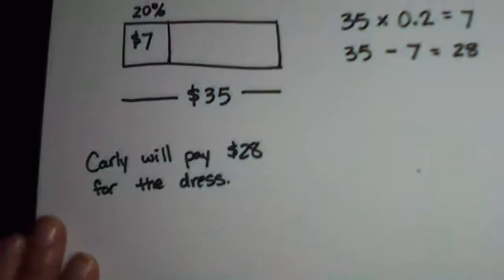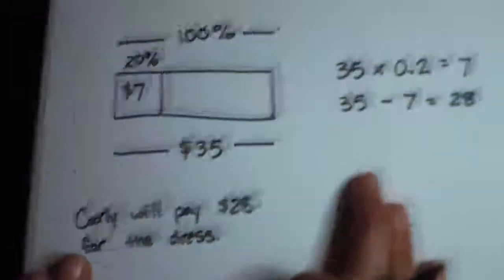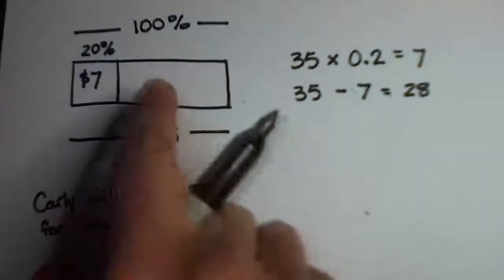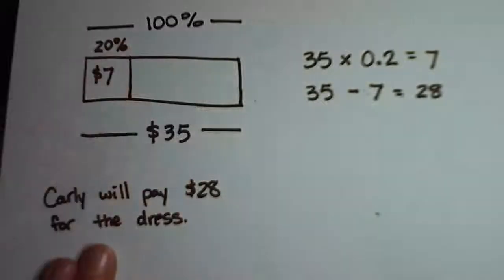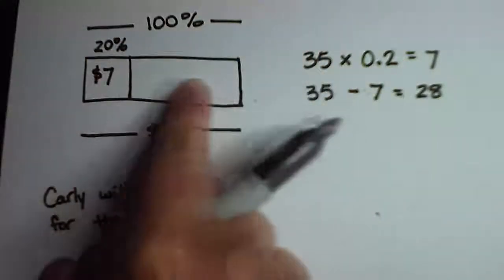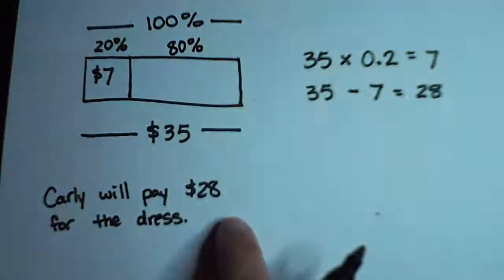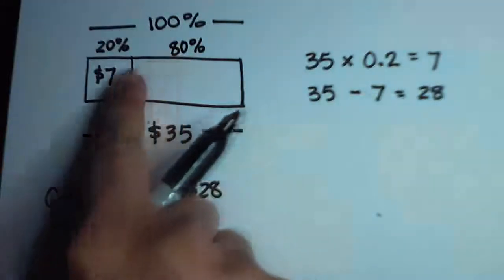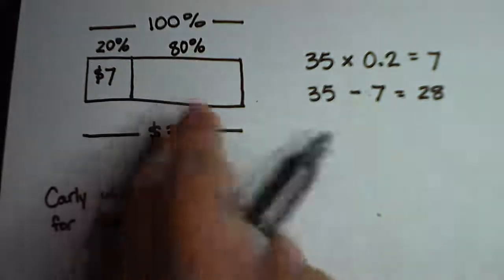Okay. Now, another way I want you to know you can think about this: you could also think about the fact that if Carly is getting 20% off of the dress, this is what's going away, and this is what she's going to have to pay for the dress, right? This is what's left. And what's left is 80%. And so another way to think about this was say, well, if she doesn't have to pay for 20% of the dress, that means she does have to pay for 80% of the dress.